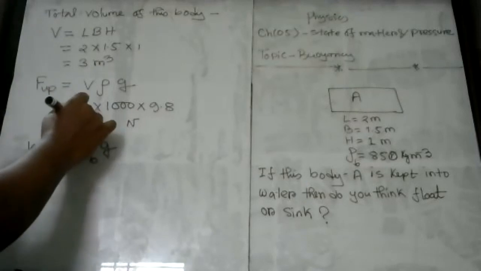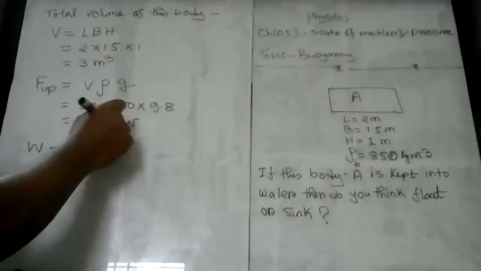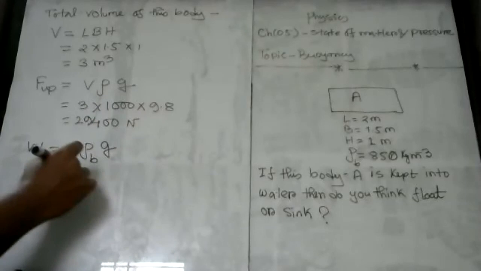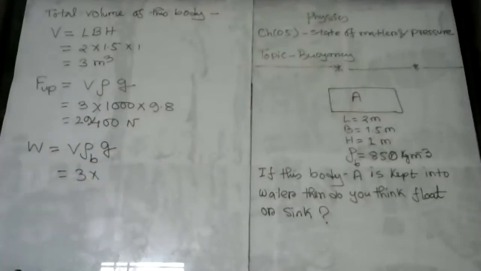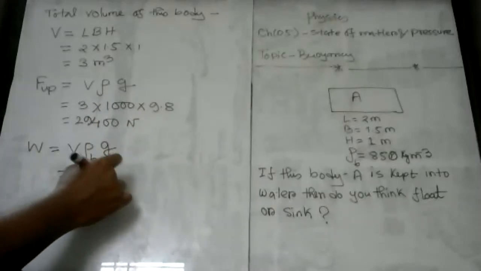29400. 29400. Okay. And then volume V equal to 3. And the density of the body is here 850.